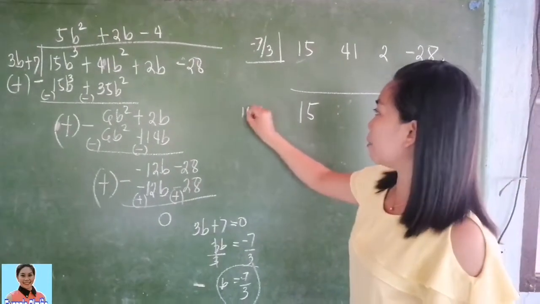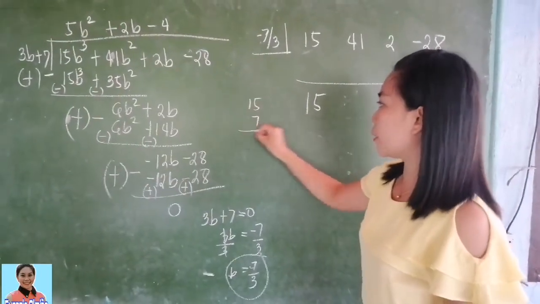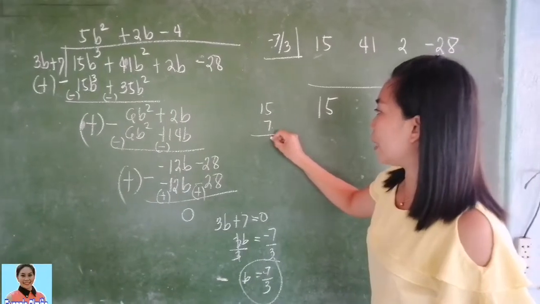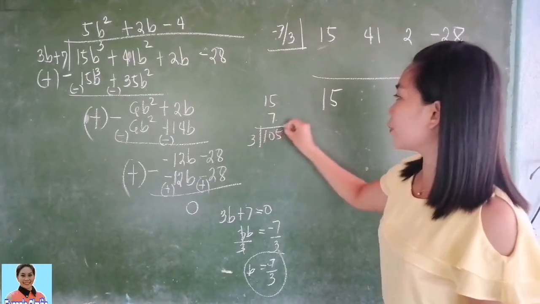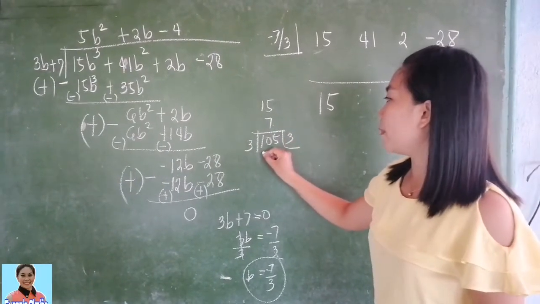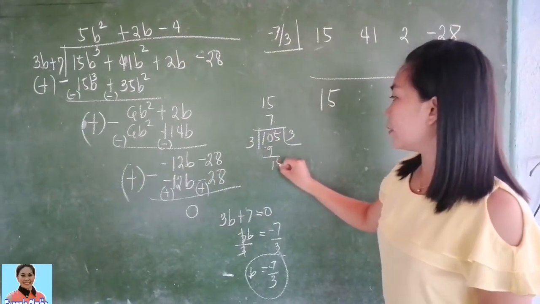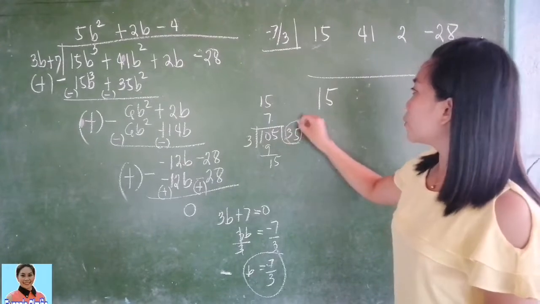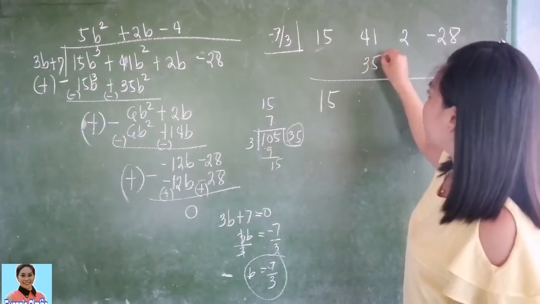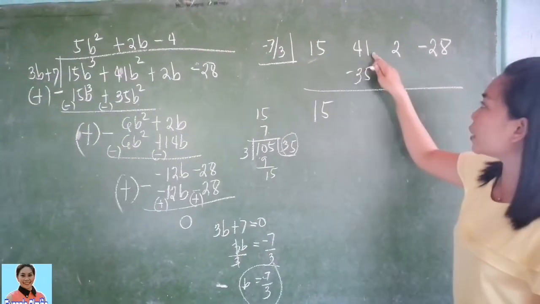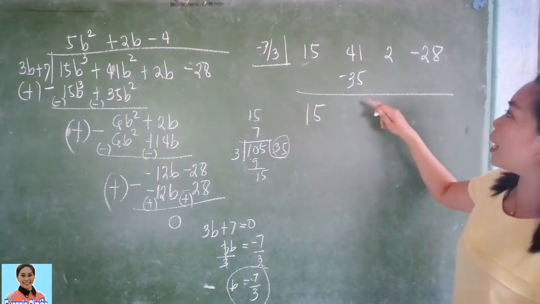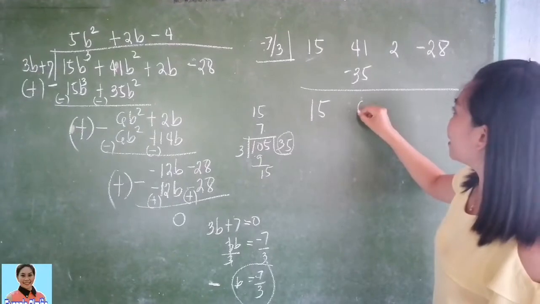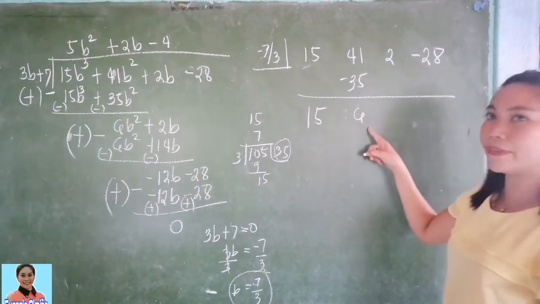Diba? So, i-try po natin para klaro po. Para sigurado po tayo tama. So, you have 35. Carry 3, then 10. Divide by 3. So, you have 3, 9, 15, so 5. So, you have 35 dito, negative. So, 41 minus 35, what is the answer po? So, you have 6. Tama? Positive 6.